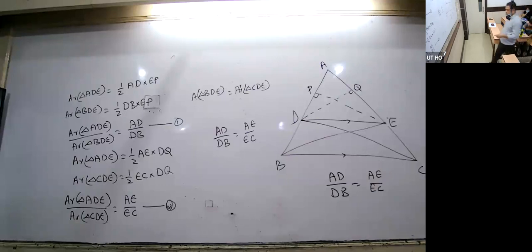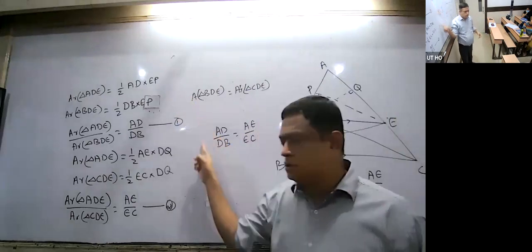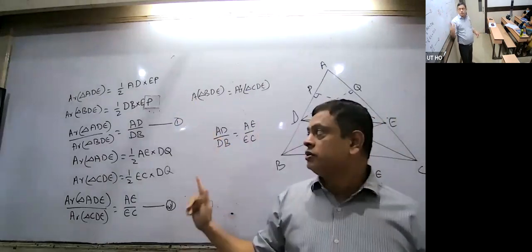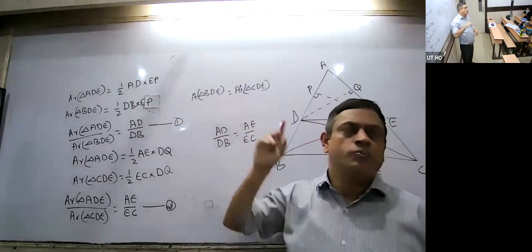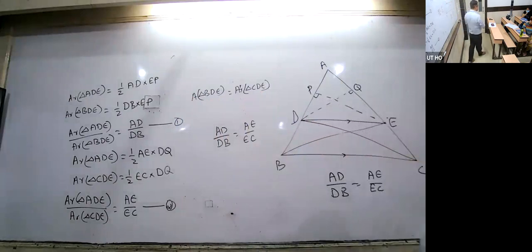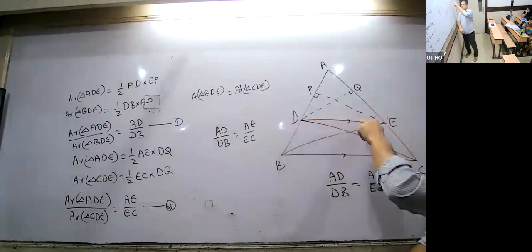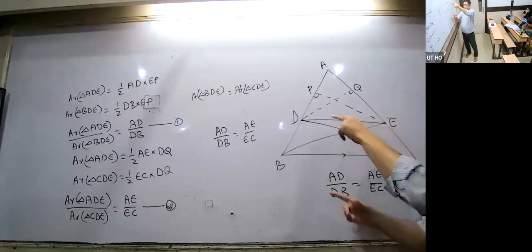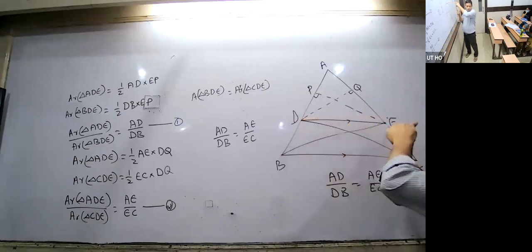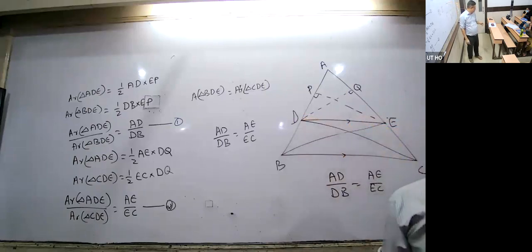The last part. You have followed till here. This part is not followed. The property is triangles with the same base and between the same parallels are equal in area. Triangle BDE and triangle CDE have the same base DE and are between the parallels, DE parallel to BC. Have you followed? Therefore, they are equal in area.